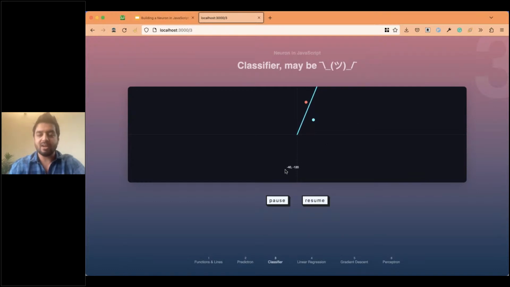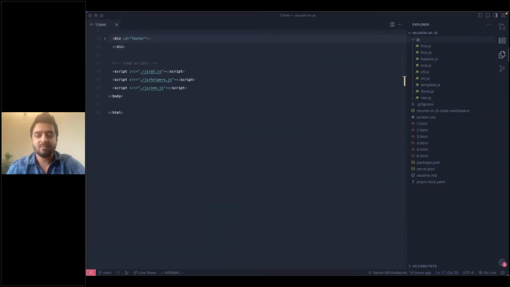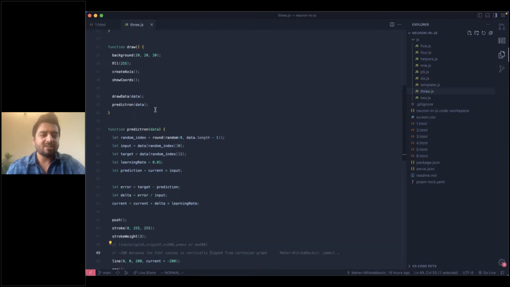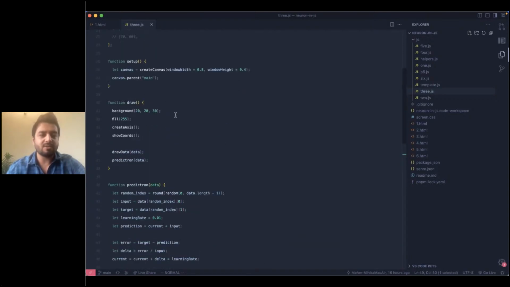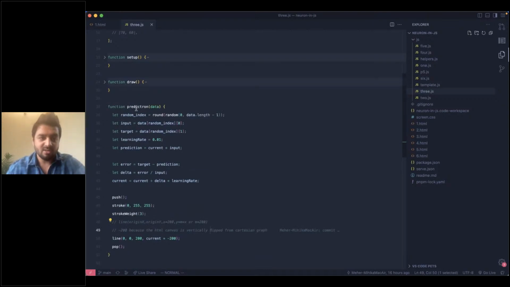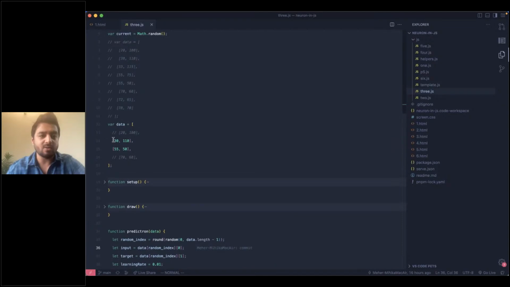And now let's look at how we have done this code so that we just get a feel for it. So this one is 3. If you look at 3.js, we have done a similar thing. What we have here is we can ignore the setup and draw function. Let's look at what the perceptron is doing. We start with some random values. This is our input. We have taken some random value from the data, and the data looks like this for 0.1 and 0.2.